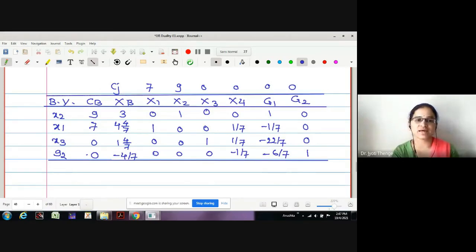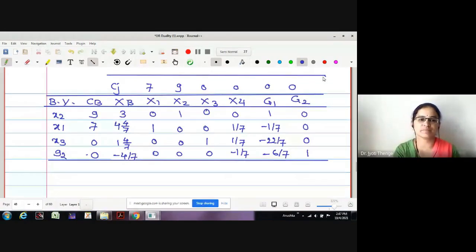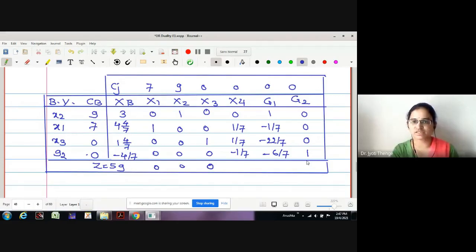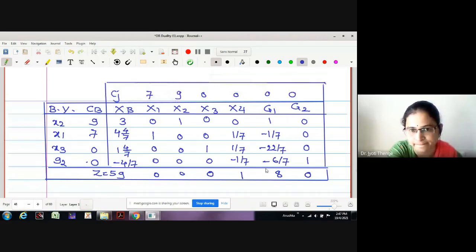Now what are the net evaluations? The net evaluations are very similar to the net evaluations of the previous table. Z found at this stage is again 59. Net evaluations for the first three will be 0, surely for G2 also 0. For X4 it is 1 and for G1 it is 8.